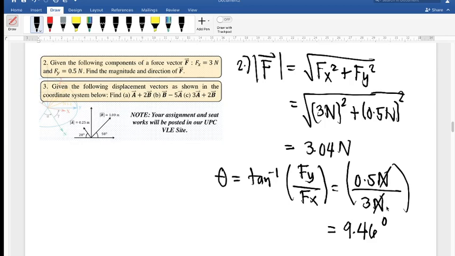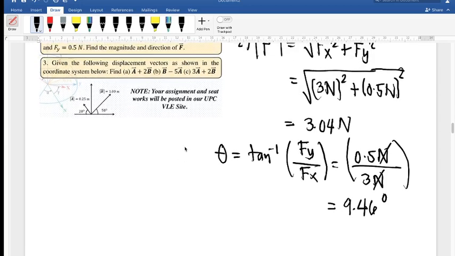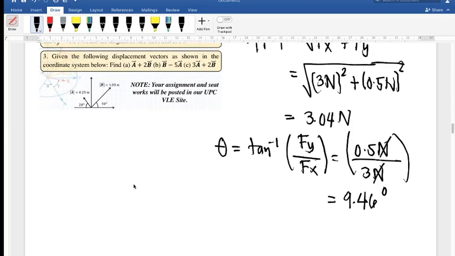Okay, 9.46 degrees. So 9.46 degrees is actually in quadrant 1. Quadrant 1 has both components positive, meaning hindi na tayo mag-shift ng angle because nasa quadrant 1 naman yung angle natin, di ba? So that is 9.46. So double check na natin: tangent inverse of 0.5 divided by 3 is 9.46 degrees, or approximately 9 lang.